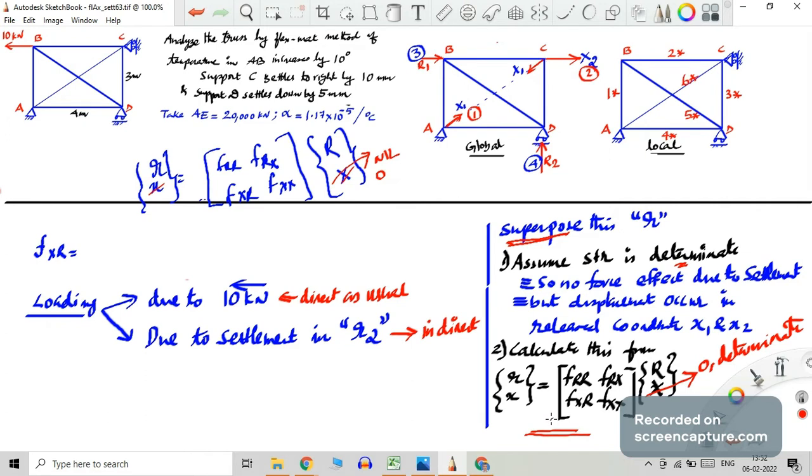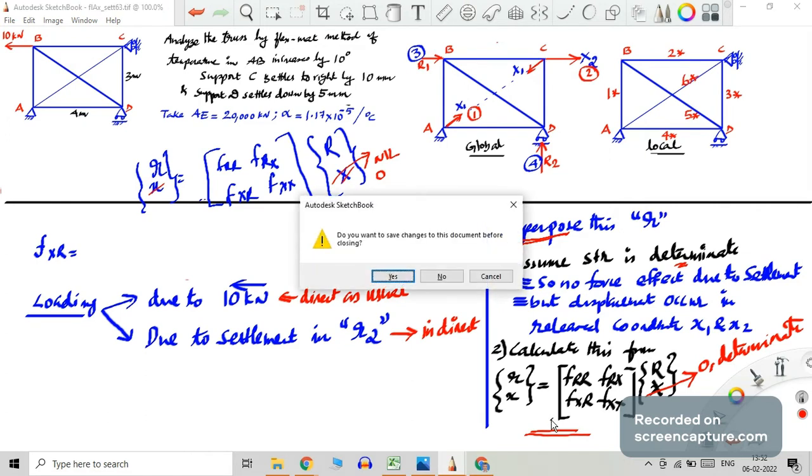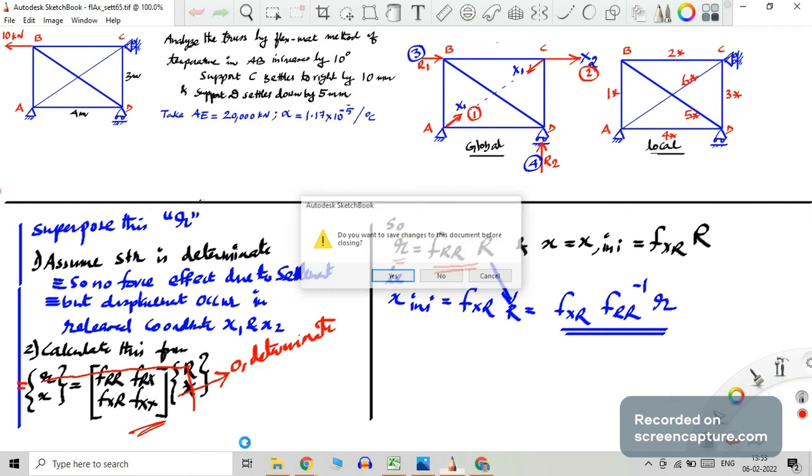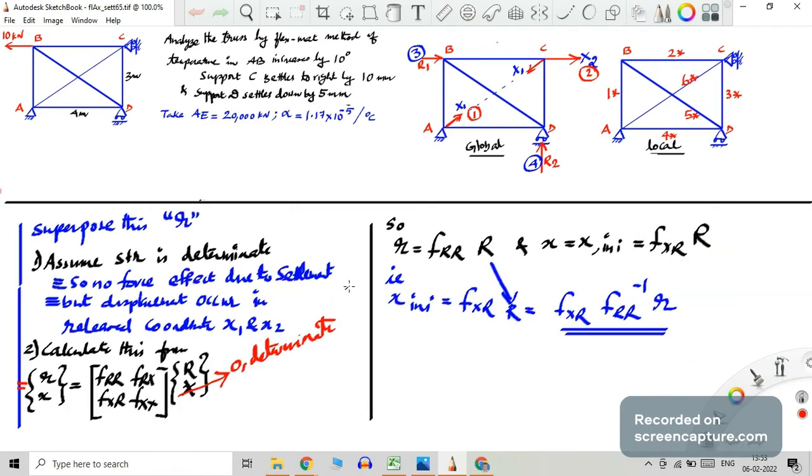Okay. Now, with that assumption, you can write the equation. Same thing here, just written in modified form. So with that, you can write an expression for small r. Okay, just matrix manipulation. So small r becomes F_RR into R, isn't it? Because if you multiply in this fashion, that multiplication will give you small r equal to F_RR into R, because capital X is absent, because determinate.